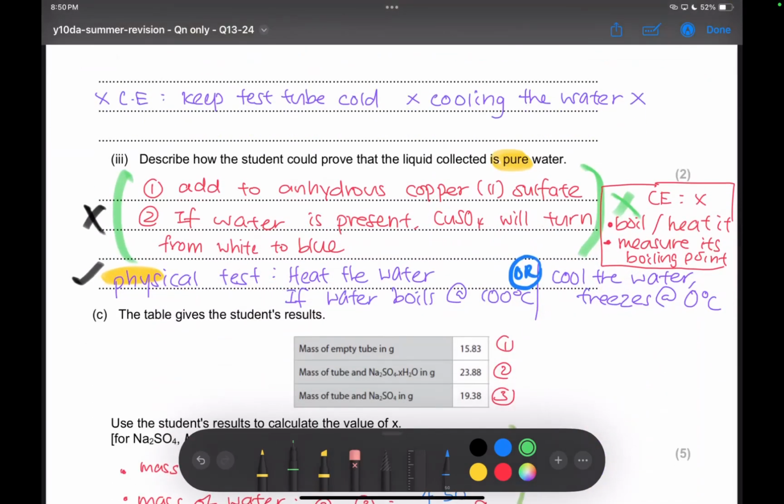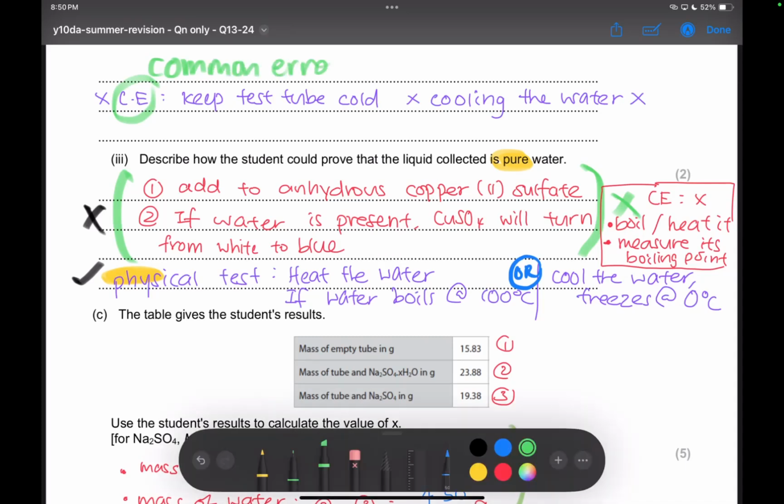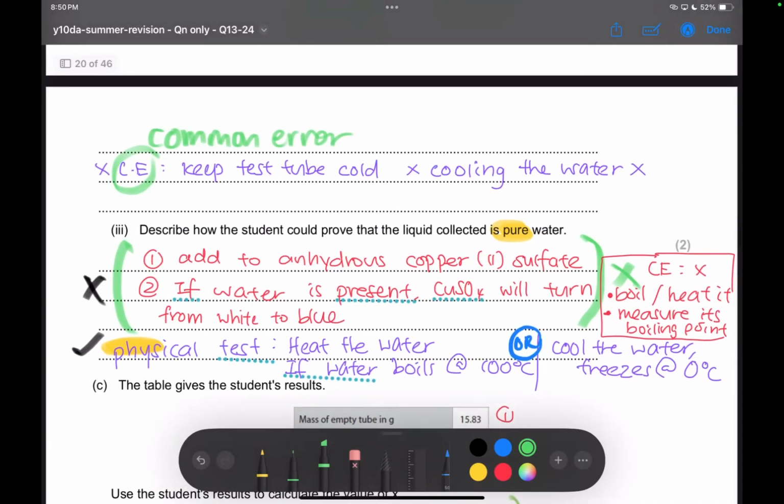Okay. CE, if this is the first time you're accessing my videos, the word CE refers to common error that students tend to write, and that's the reason why they either score 0 or not the full marks in this case.